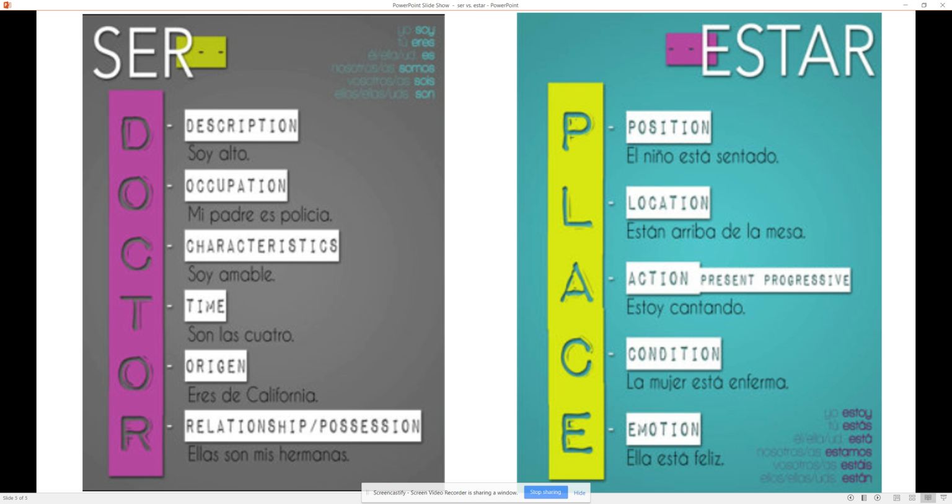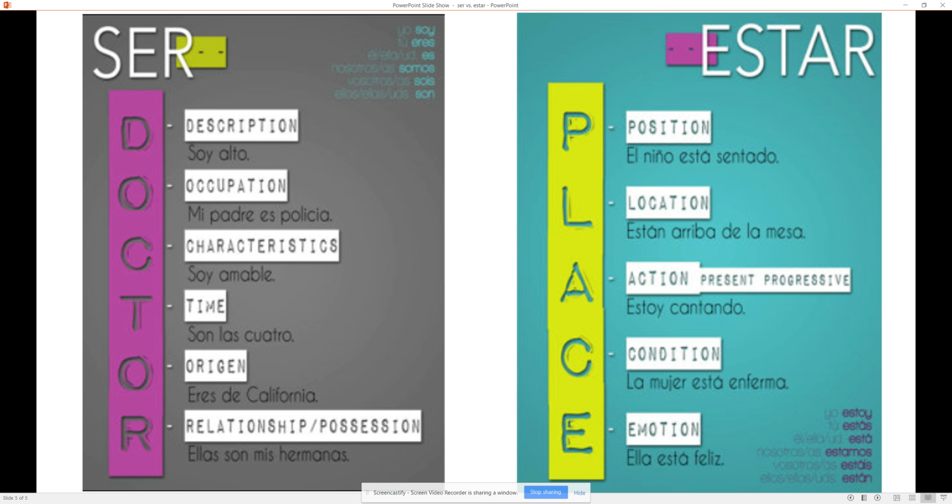So first we have description. If you're describing somebody by their physical appearance, or you're describing something by its physical appearance. So here we have soy alto, meaning I am tall.